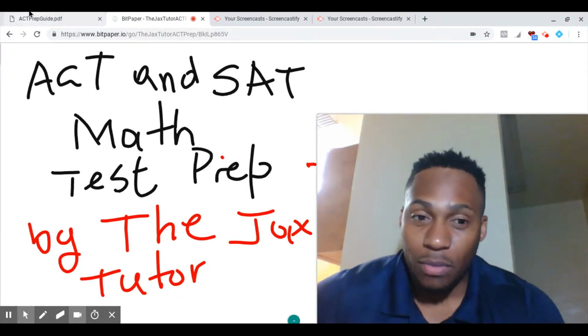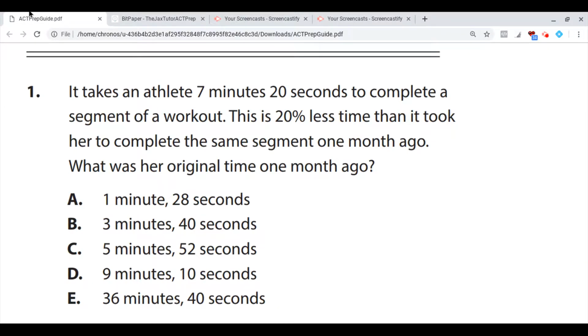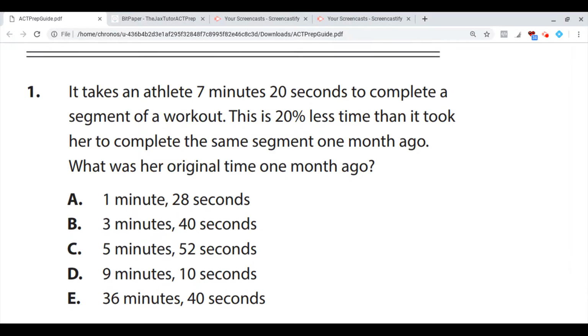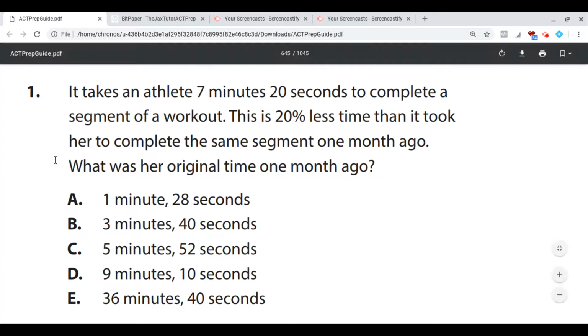Let me show you exactly what we're talking about here. It says it takes an athlete 7 minutes and 20 seconds to complete a segment of a workout, and this is 20% less time than it took her to complete the same segment 1 month ago. What they ask us is, what was her original time 1 month ago?